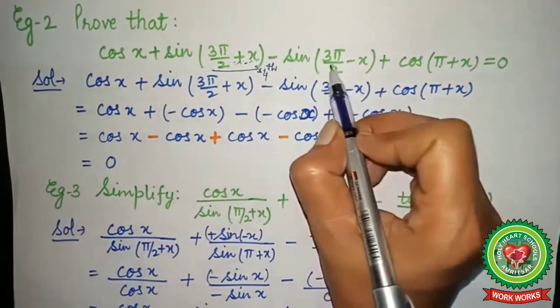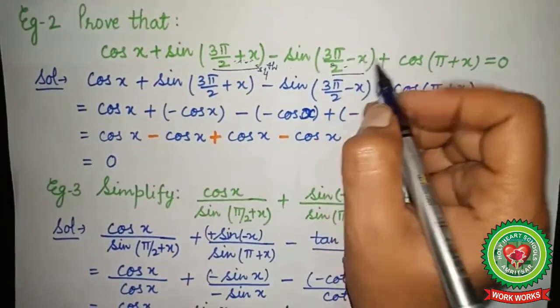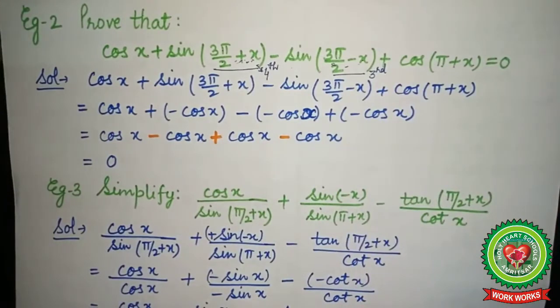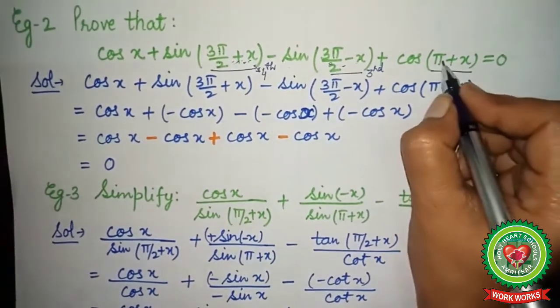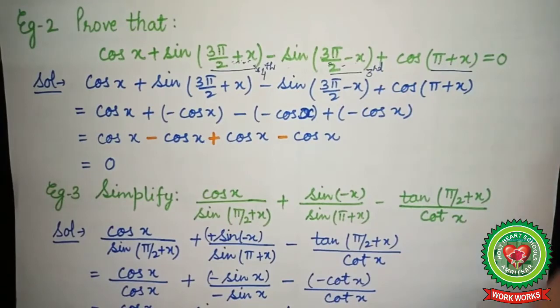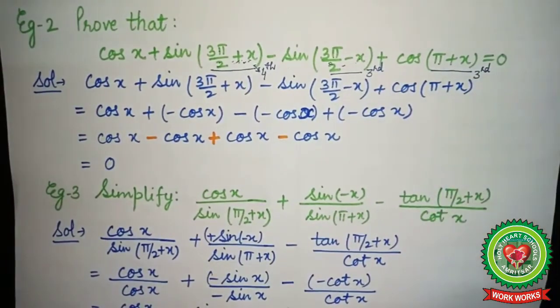Next is 3 pi by 2 minus x. It is 270 minus x. It means it lies in the third quadrant. In the third quadrant, sign is also negative. Last one is pi plus x. It means 180 plus theta. So again it lies in the third quadrant. Now take the sign of the function according to the quadrant.